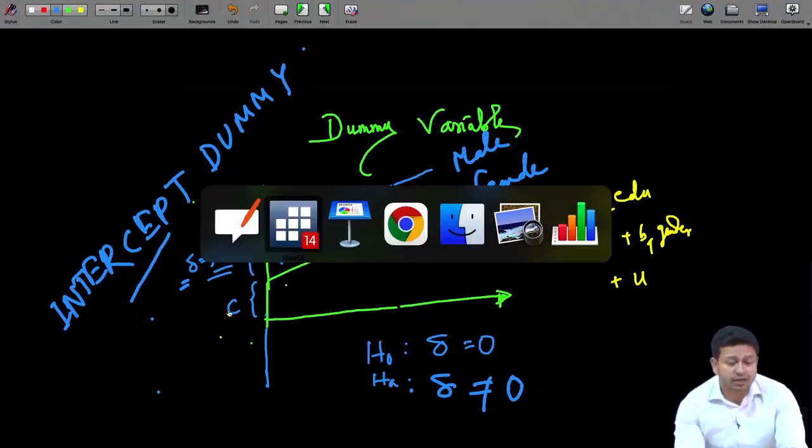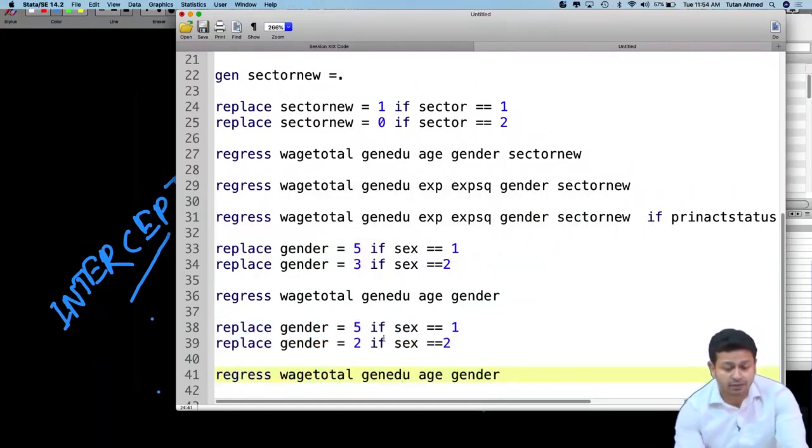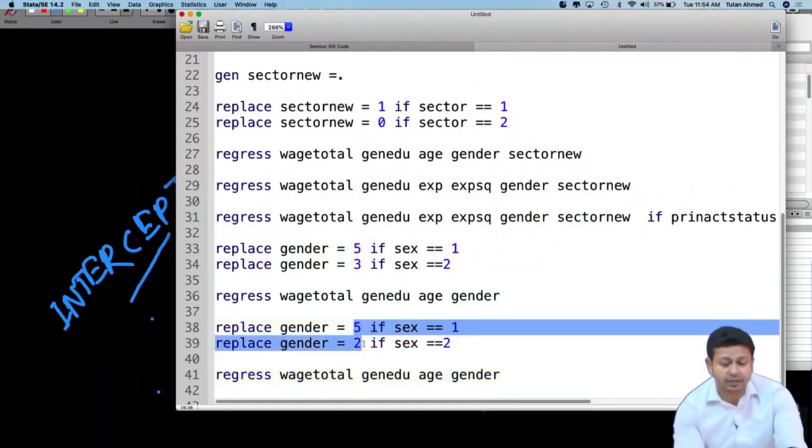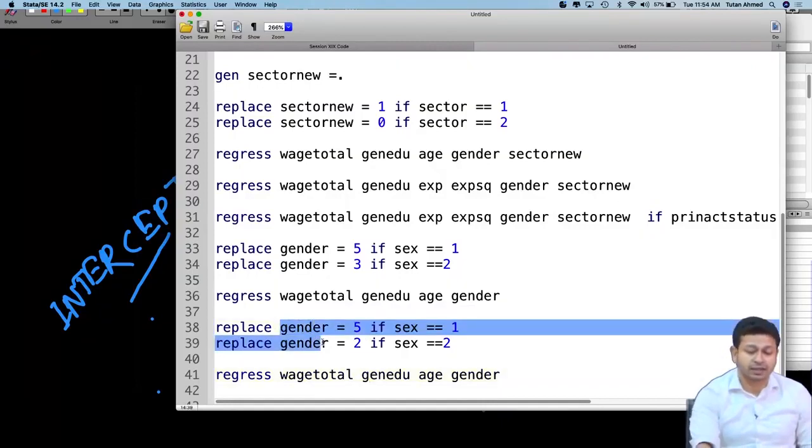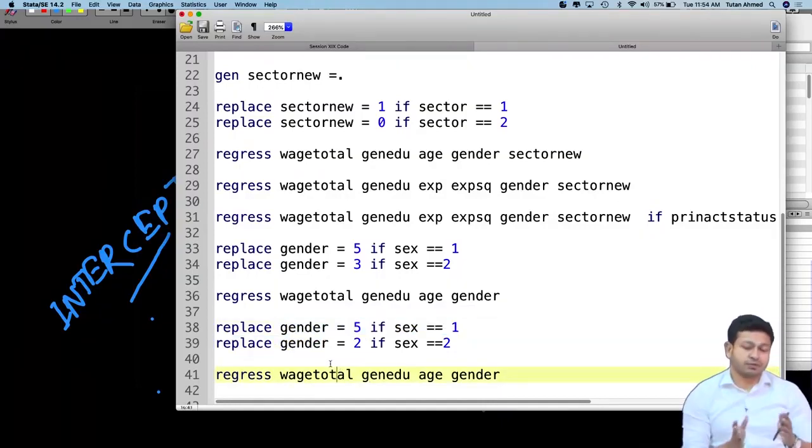So it doesn't matter how you define the values of the dummy variable, the interpretation remains the same. You just have to make sure that you are interpreting it correctly. But this is just for illustration purposes. Usually we always keep it as 0 and 1. So this is something just for our understanding.